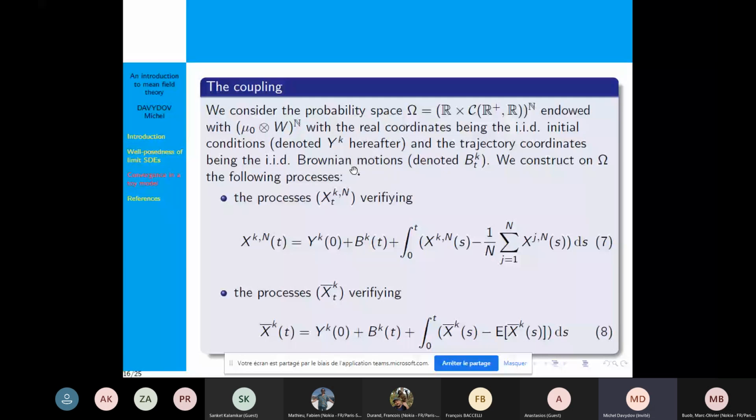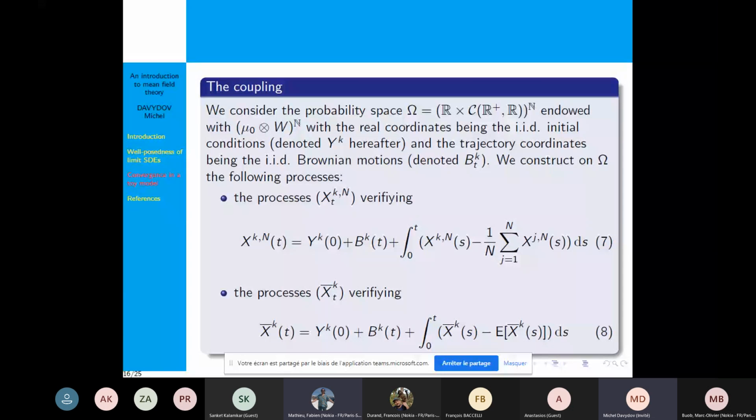Which we call here BKT. BKT is the Brownian motion of particle K at time t. And this is the same as this. This is the main reason for using the overline. Basically, this is really the same as this, but for the term of interactions that you replace with its supposed limit term. Okay, is this coupling quite clear? Now you have the same initial conditions and the same Brownian motions because you're constructing your processes on the same probability space. Okay.